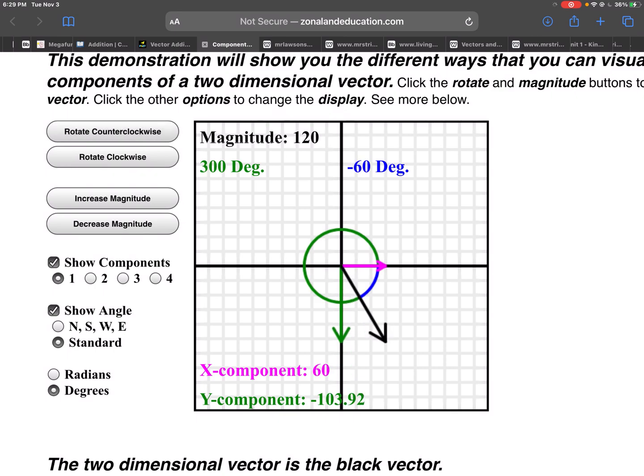But I didn't really teach these components this way every year. I'm going to show you a different way of doing it using the counterclockwise angle that I think might be a little easier for some of you.